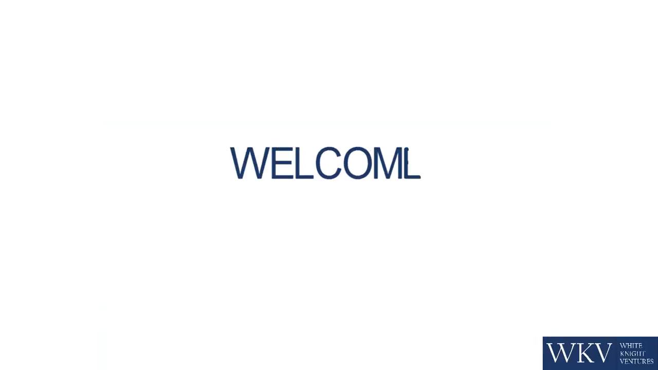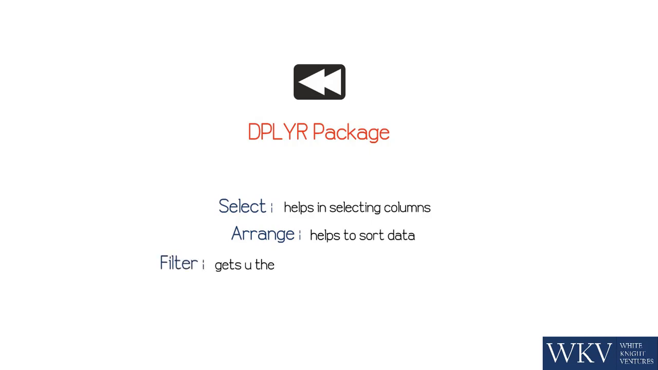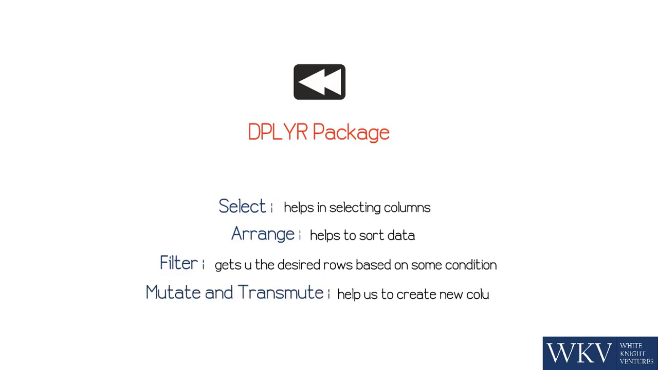Hello and welcome to this new video in the R Analytics course. In the previous video, we had looked at the dplyr package. We saw the following functions: select, which helps in selecting columns; arrange, which helps to sort data; filter, which gets us the desired rows based on some condition; mutate and transmute, which help us to create new columns.